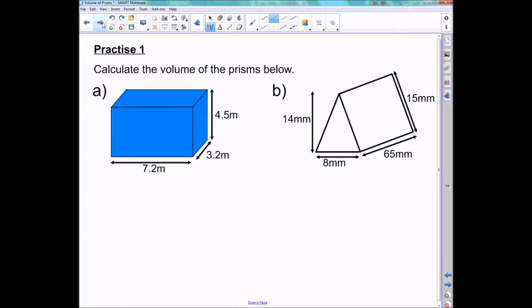Okay, so here's two for you to have a go at. Pause the video, have a go at these, and then I'll run through the answers in a moment.